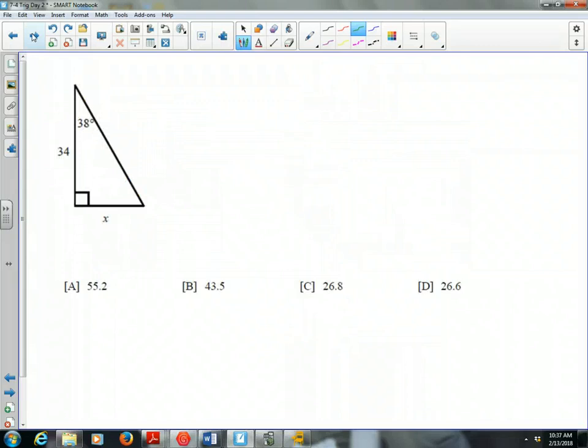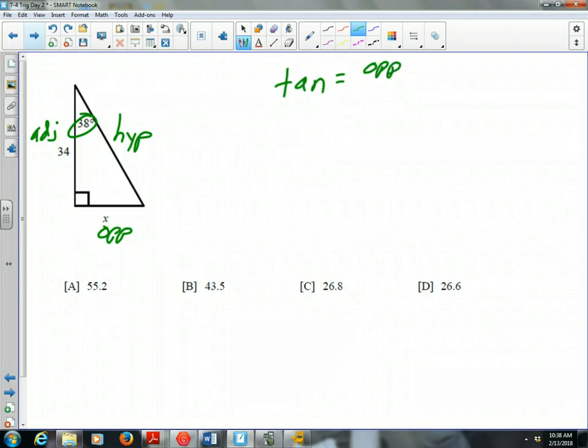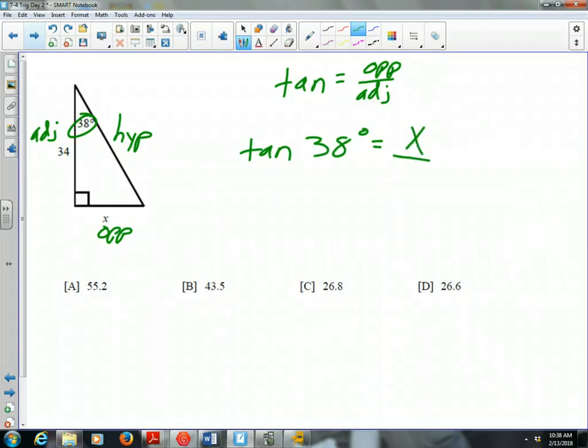A few more left. These ones might seem complicated at first, but the more times you practice them, the better you get at them. Here we go. 38, this one is opposite. 34 is adjacent because my hypotenuse is opposite my 90. So which trig function uses opposite and adjacent? Of course, that's the tangent, isn't it? Tangent equals opposite over adjacent. It's the TOA, T-O-A. All right, so the tangent of what angle? 38 degrees. That equals the opposite side, which is x, over my adjacent side, which is 34.